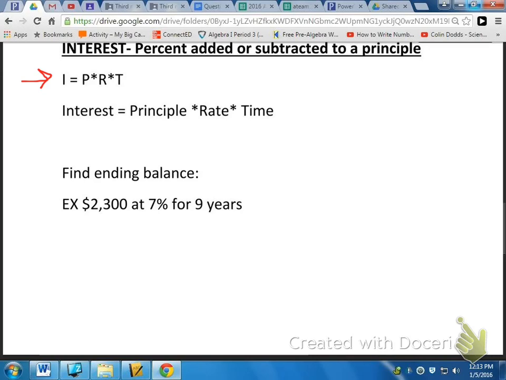So interest is a dollar amount that you can make off of the bank or what you pay the bank. It's a dollar amount. The principal is the dollar amount that is borrowed or invested. The rate is a percentage that you use as a decimal. And the time is in years.